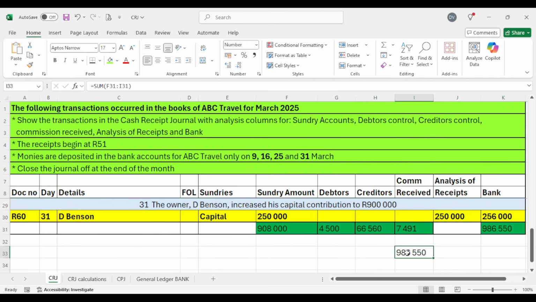Right, guys, so that's the end of Cash Receipt Journal. I hope it was helpful. Go through it and remember all the tips and the tricks for where you get marks. And good luck for your studies.